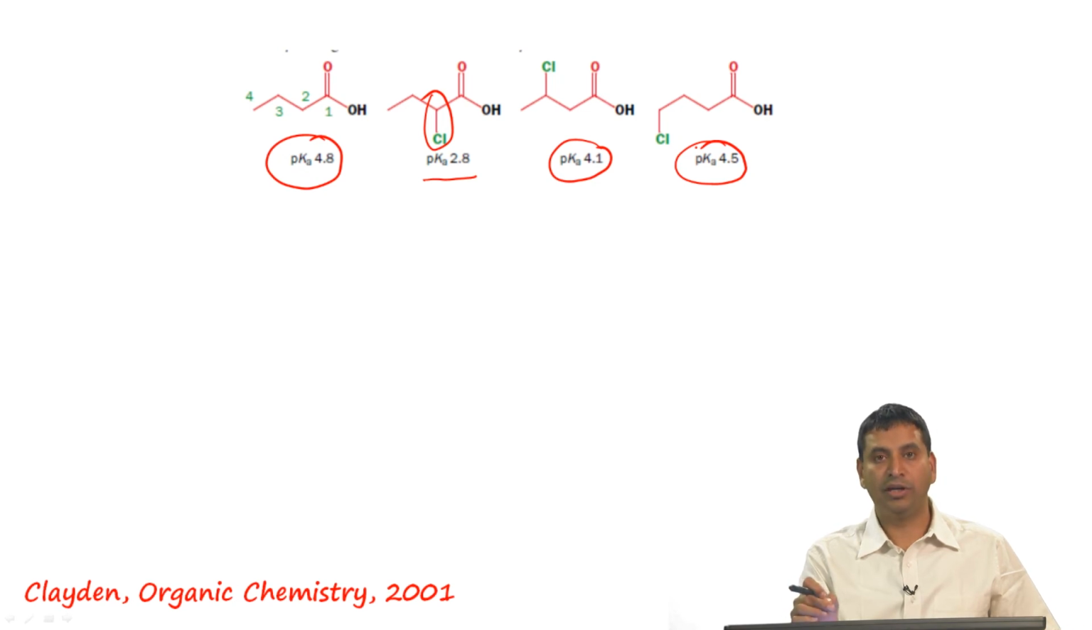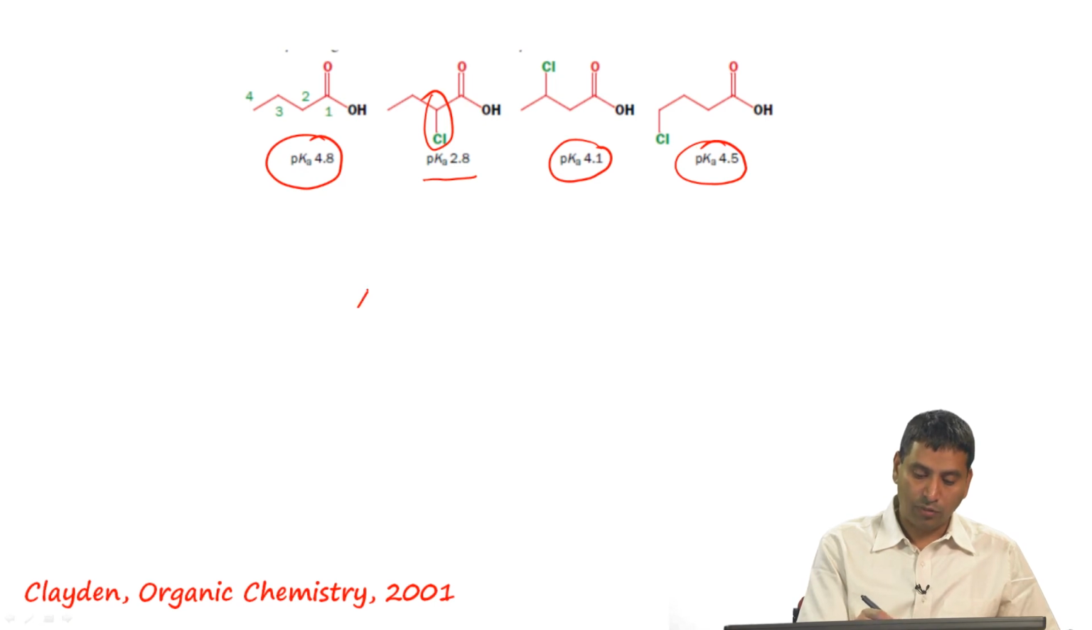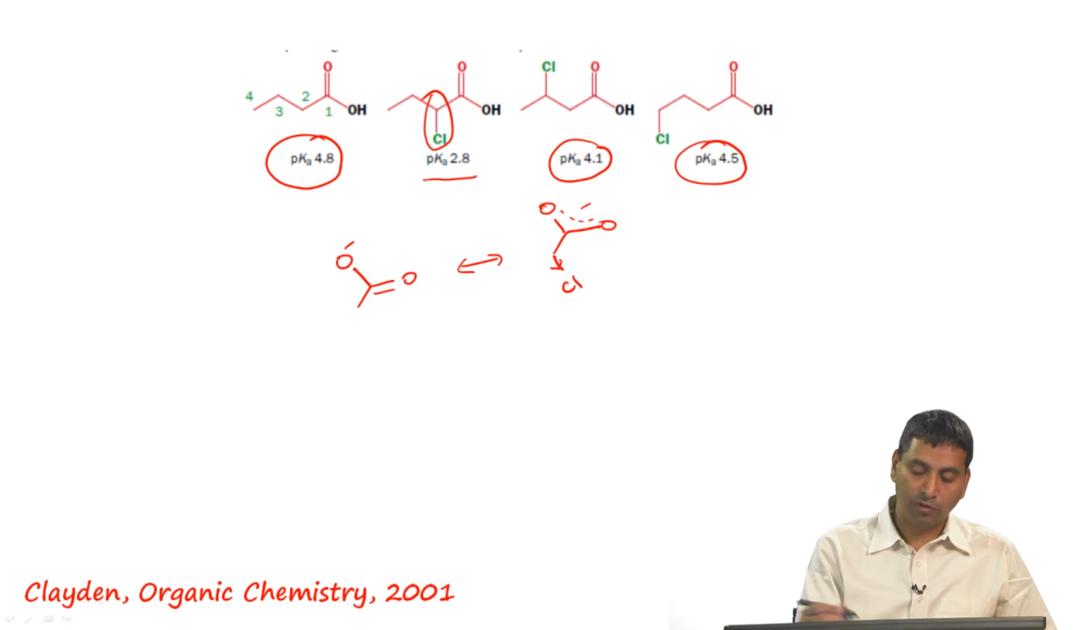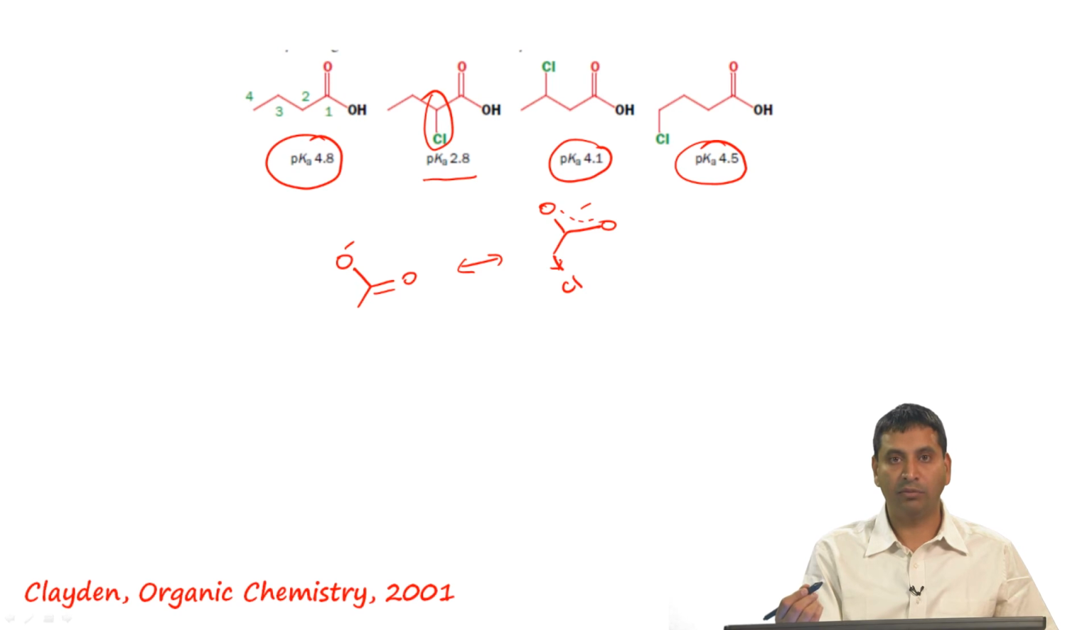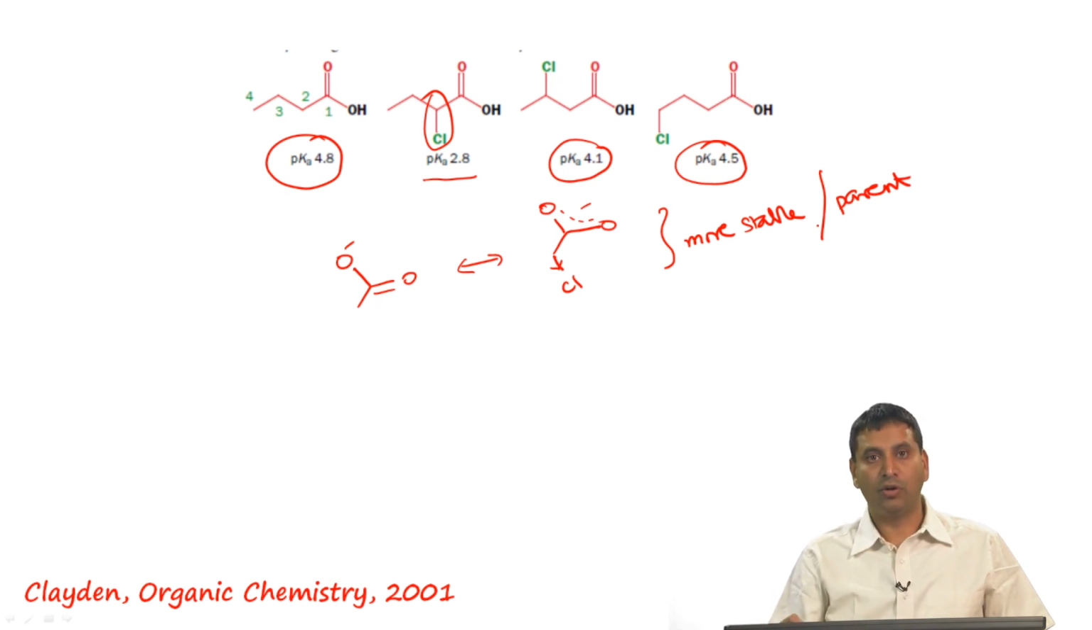The major difference in the pKa comes in the case of the second example, where there is a 2-chloro functional group. The way we understand this again is to look at how delocalization occurs. As we discussed earlier, this can be a resonance hybrid in the form of a molecule here, and once you have an electron withdrawing chloro, it is going to pull electrons towards itself, being an electronegative atom, and therefore, this will be more stable when compared with the parent. That helps us understand why this molecule is significantly more acidic than the parent molecule.